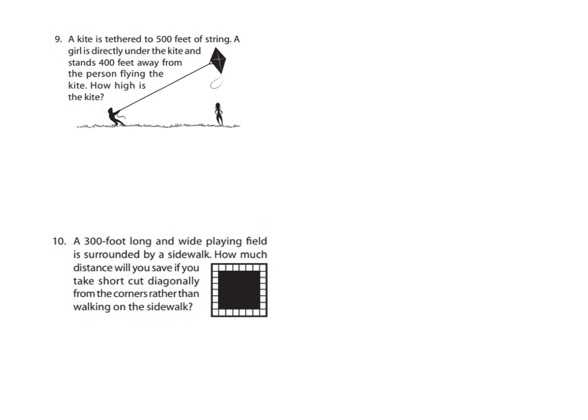On number 9. Now, the most difficult part I thought for this one was that people were not paying attention to which side was which. So let's label it carefully. So a kite is tethered on 500 feet of string. That means that this string is 500 feet. A girl is directly under the kite and stands 400 feet away from the person flying the kite. So that means from here to here is 400 feet. So then it asks, how high is the kite? So that means here. So we're going to call that B.